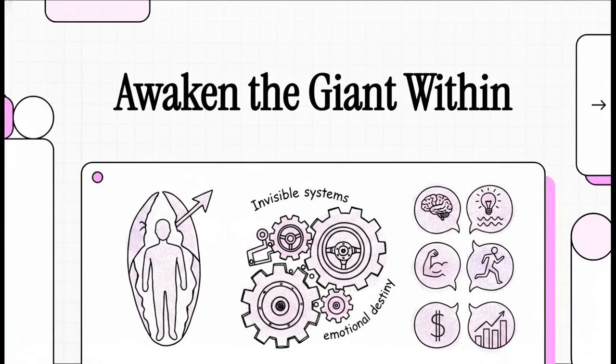Welcome back, focused learners. Today, we're taking on a massive, truly transformative text and distilling it right down to its absolute core concepts. We're looking at the essential mechanics of Tony Robbins' absolute classic, Awaken the Giant Within. In this explainer, we're going to unpack the invisible systems that basically govern our everyday behavior, and we'll show you exactly how to take the wheel.